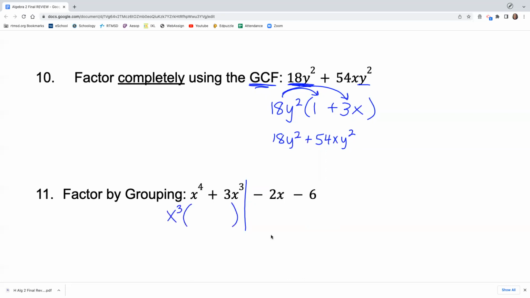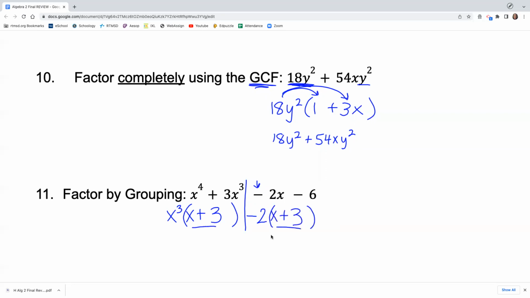So you take each thing, you divide it by x to the 3rd, and in this case, you're left with x plus 3. Then for this one, if this third term here is ever negative, you have to take a negative out when you factor. The greatest common factor would be -2. And when I do that, I'm left with an x plus 3.